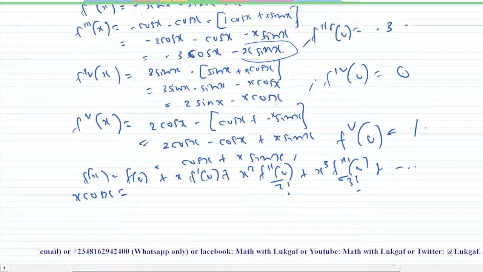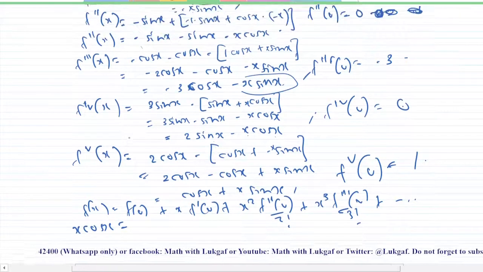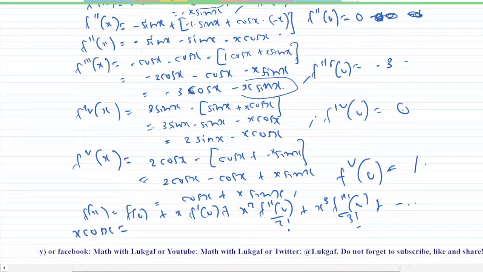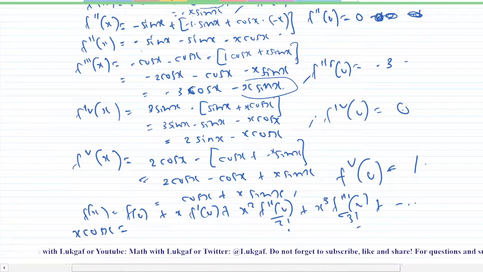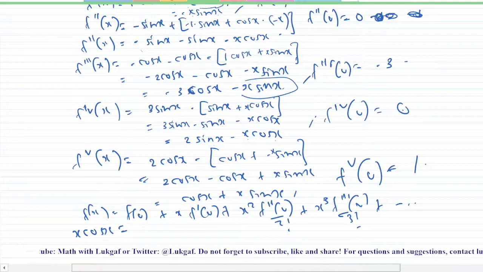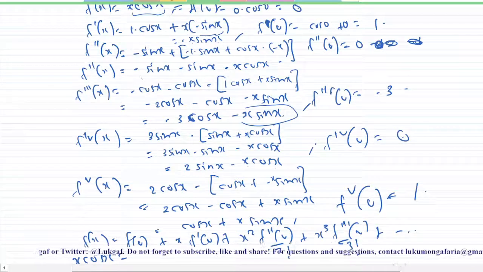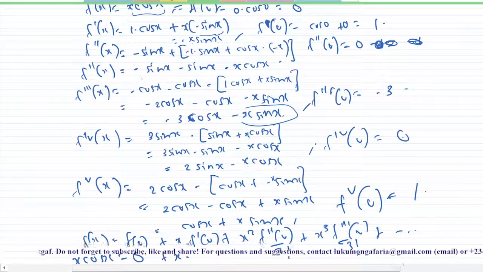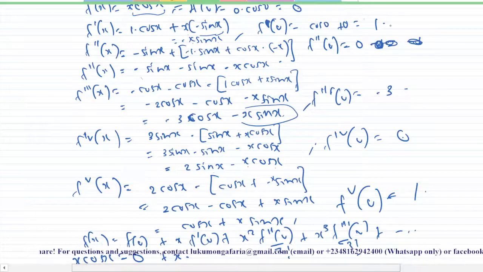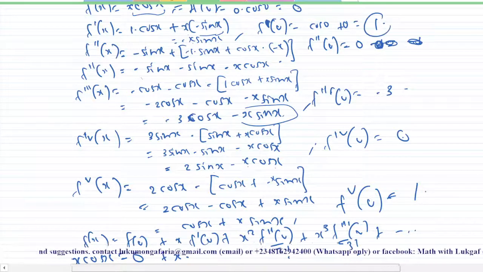Let me scroll down so that you can see it very well. Okay, f of 0, as we can see up here, f of 0 is 0, right? Then plus our f prime of s is 1. You can see f prime of s is 1.